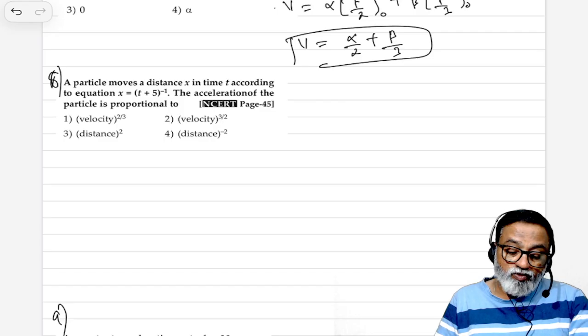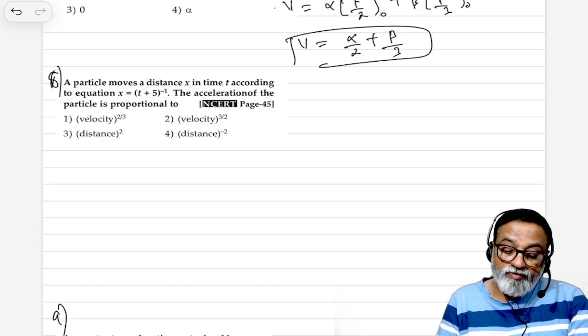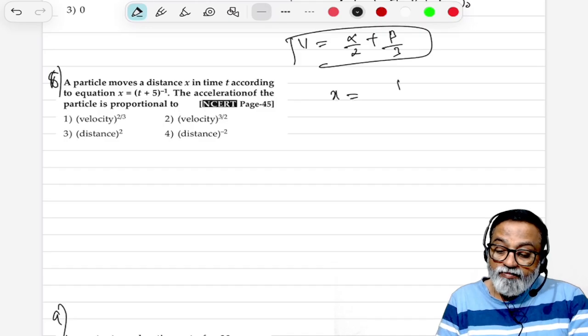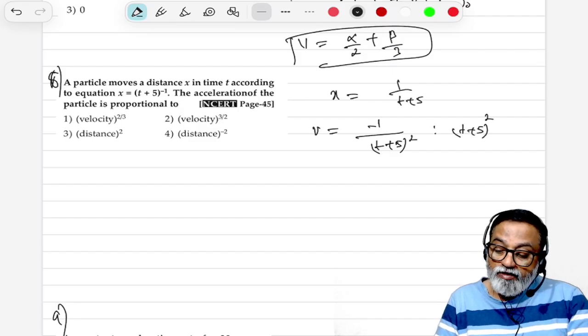Next one. A particle moves a distance x in a time t according to the equation x is equal to (t plus 5) whole to the power of minus 1. Find the acceleration. So here x is equal to 1 by (t plus 5). If you differentiate, we can get velocity. That is equal to minus 1 by (t plus 5) whole square. Therefore, (t plus 5) whole square is proportional to 1 by v. Therefore, t plus 5 is proportional to v to the power of minus 1 by 2.